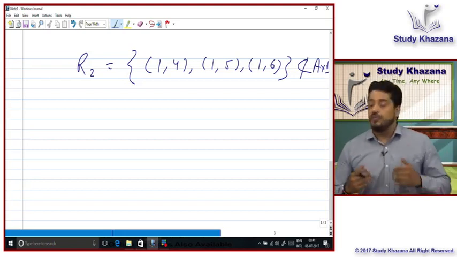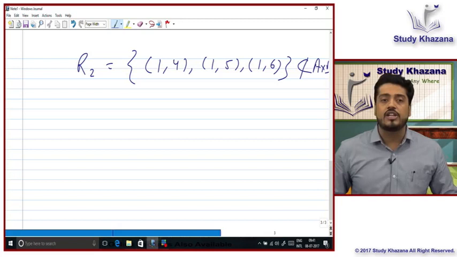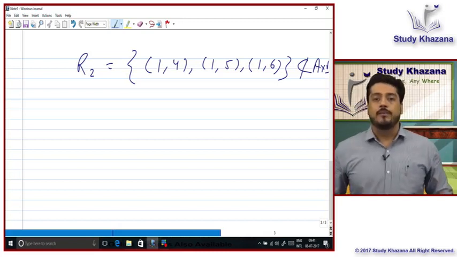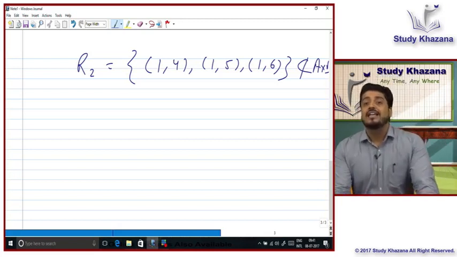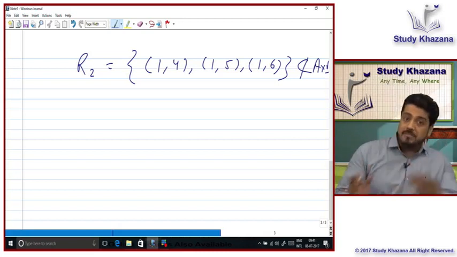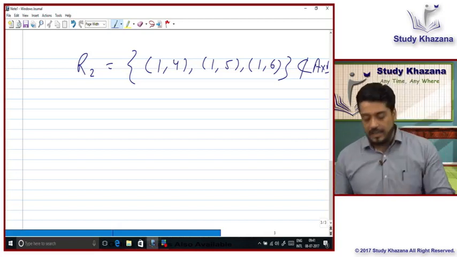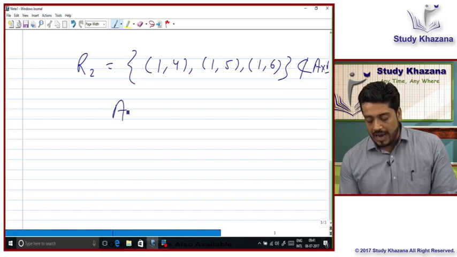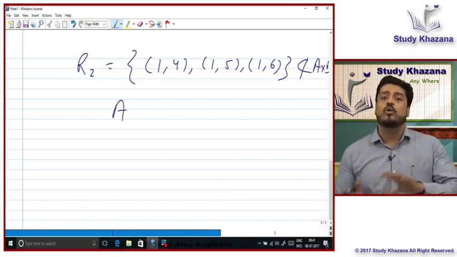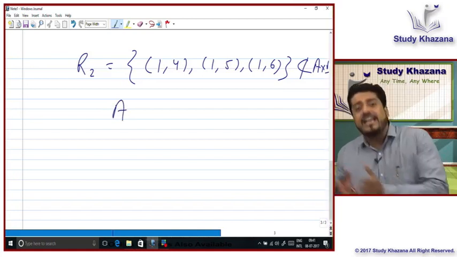Okay, so in this manner we can define so many relations from a set A to set B. Now the obvious question arises, can we talk of a relation from the same set to the same set? That is, suppose any non-empty set A is given to you, and suppose we want to define a relation from the set A to itself.